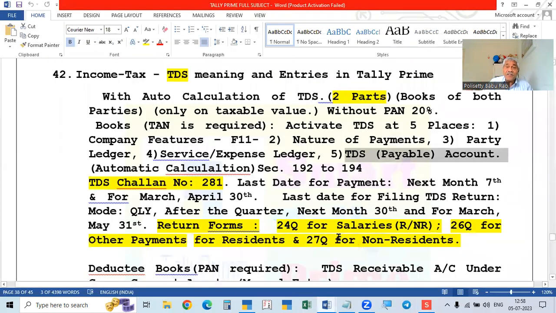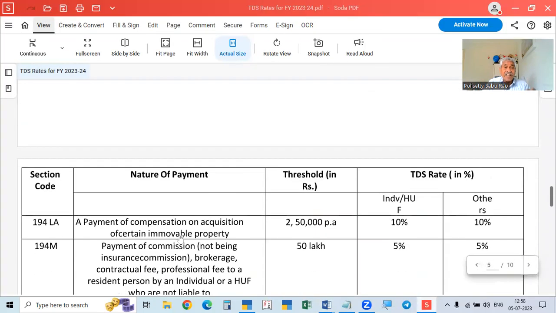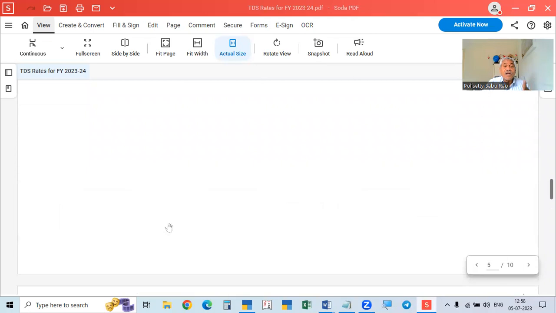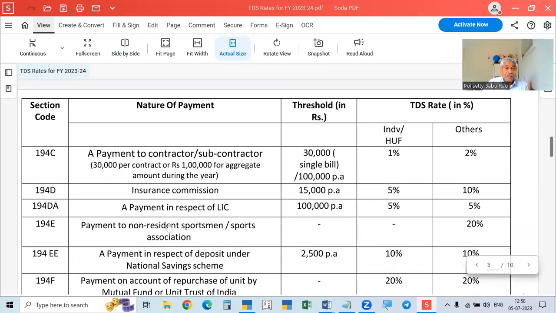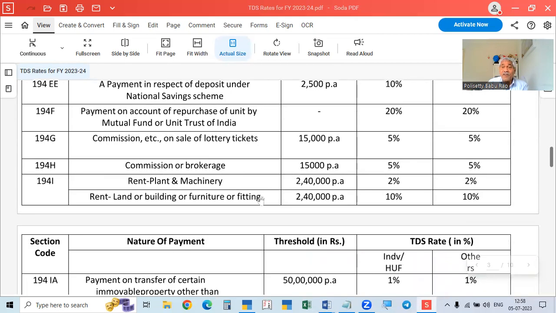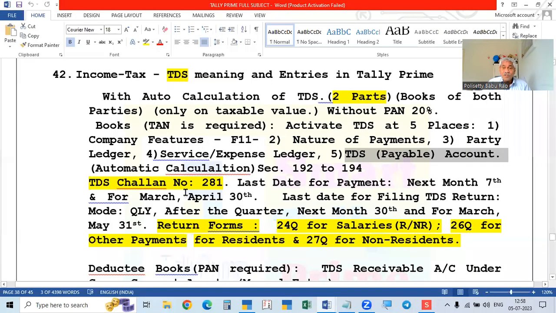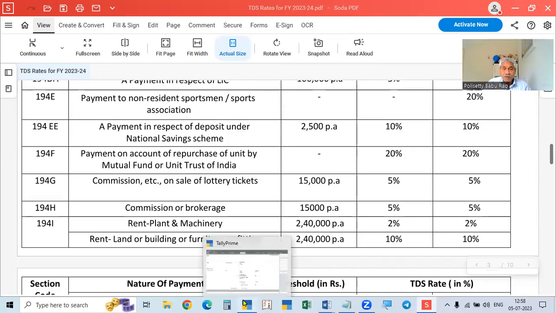So depending on the different people and different natures, this is called payment to contractor, 194C; payment to contractor, 194D, payment of insurance commission; 194G or H, payment of commission or brokerage; 194I, payment of rent of land or building, or rent of plant and machinery. These are all called natures. That is the type of payment. For each type, we have to open a ledger. So now we will go to this problem.